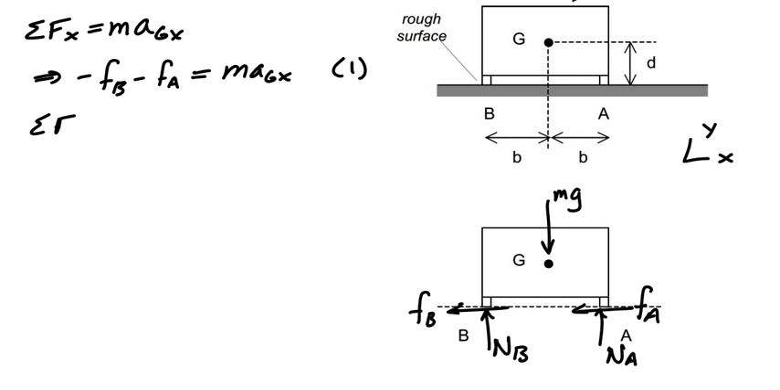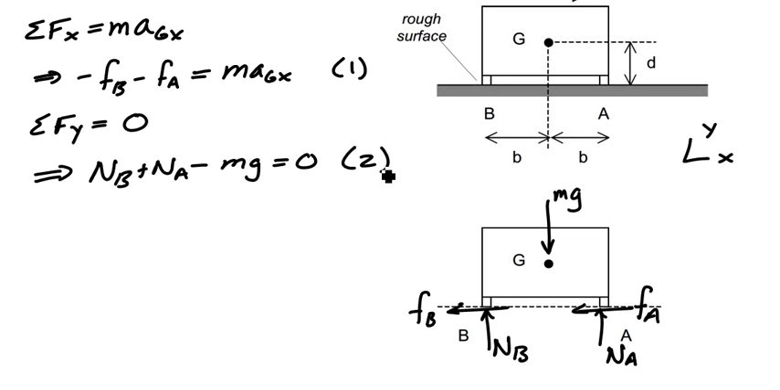I can also sum forces in the y direction here, noting that the center of mass of the block is not going to leave the surface. It's going to be 0 here. And so what we'll have is NB plus NA minus mg is going to equal 0. We can call this equation 2.